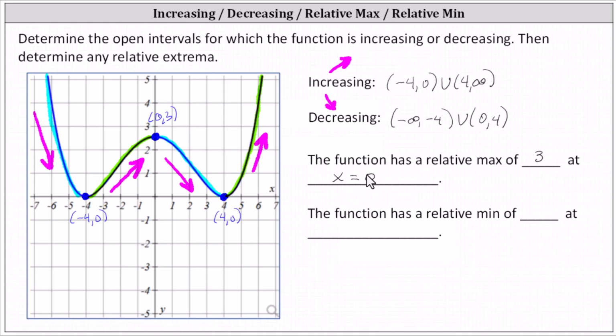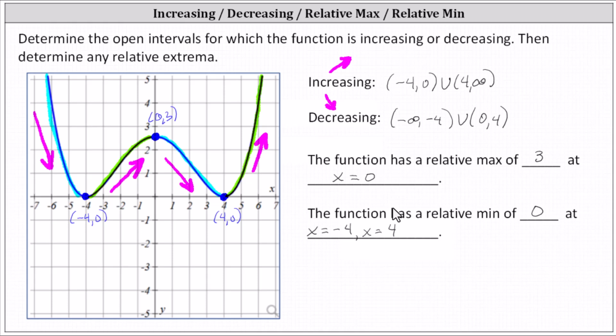Notice both low points have the same y value or function value, and therefore we only have one relative min that occurs at two locations. We say the function has a relative min of 0 at x equals -4 as well as x equals 4.